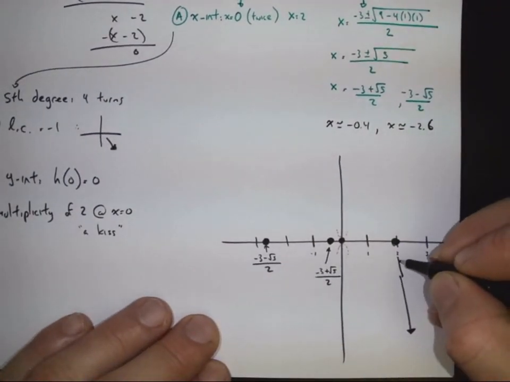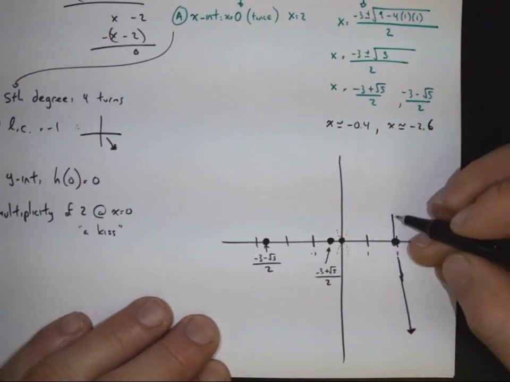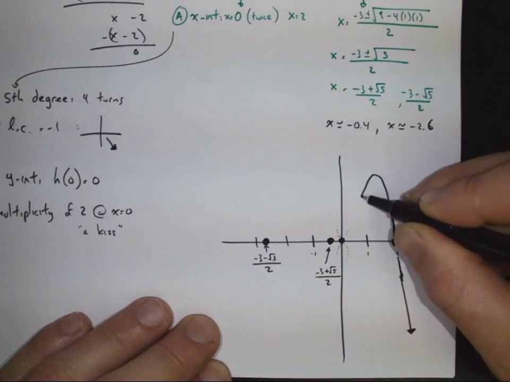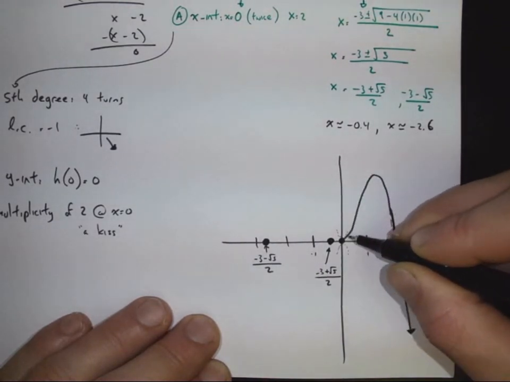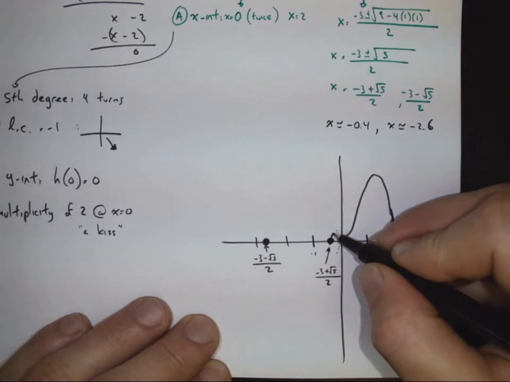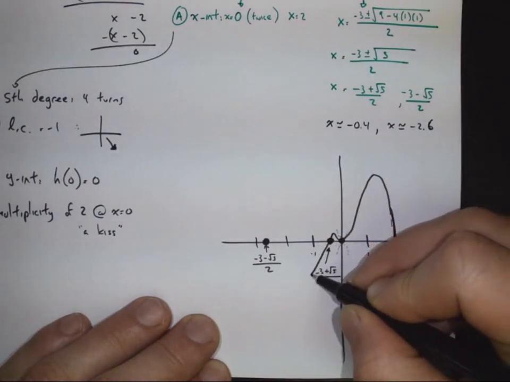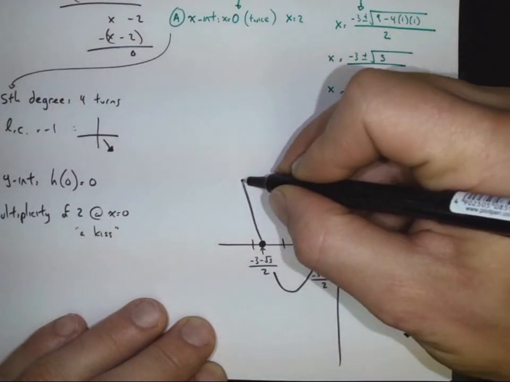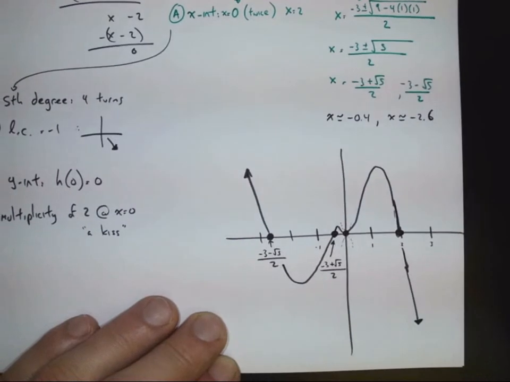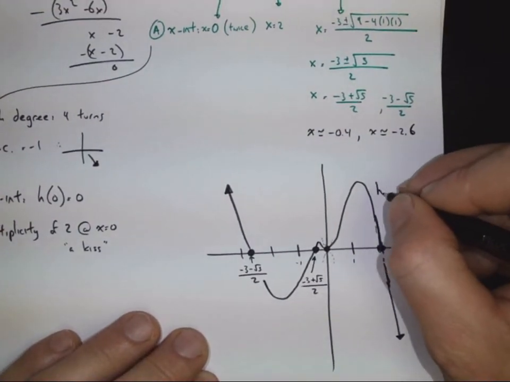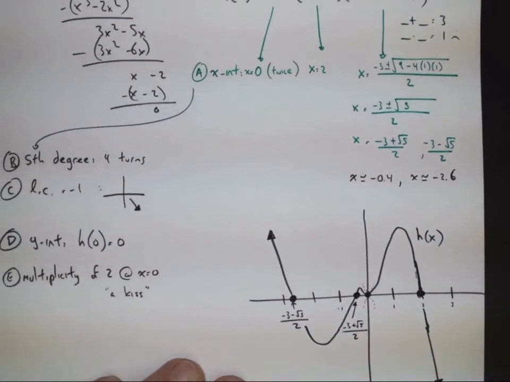So we know this is going to come through here, right? And it's going to come down. It looks like it's going to kiss here, dip right down again, and pass through there. 1, 2, 3, 4 turns. There's our function h of x. Okay.